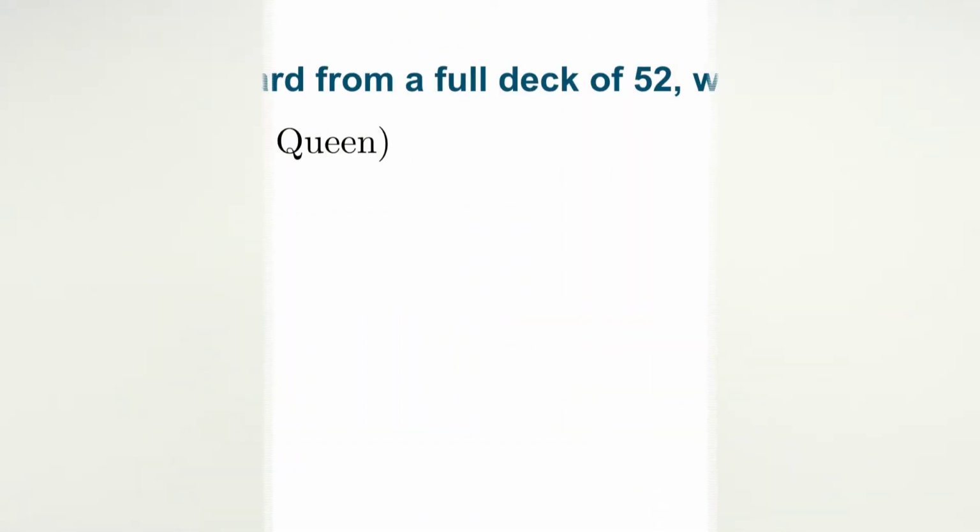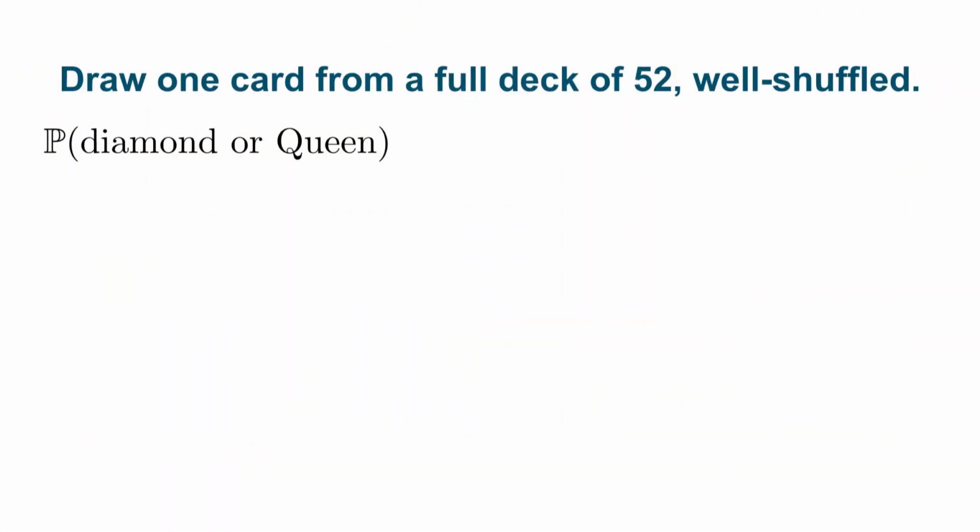We've examined probability theory. That is, we've established basic principles that we can use to compute probabilities. Now we'll look at specific examples to see these principles in action. So our first example comes from cards. We'll imagine drawing one card from a full deck of 52 cards, well shuffled.